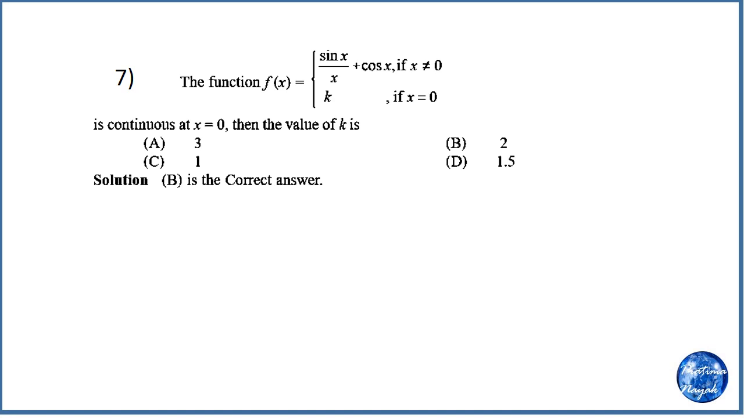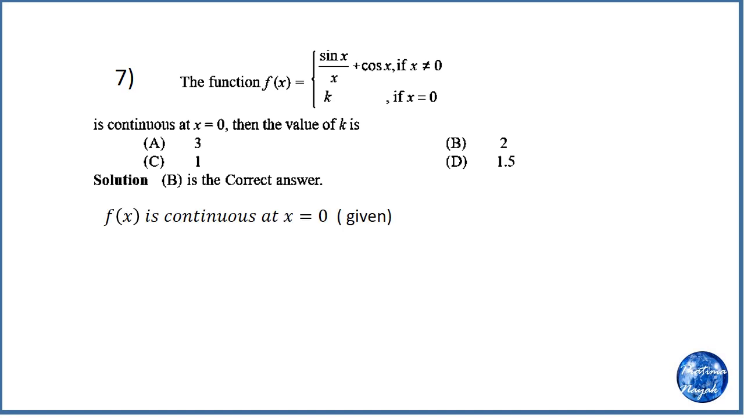So same logic. It is continuous. So limit x tends to 0 is equal to f of 0. F of 0 is k. So the only thing is you will get the limit of this function. And you know that cos 0 is 1. And what about sin x by x when x tends to 0? It is again 1. So the answer is 1 plus 1, 2.